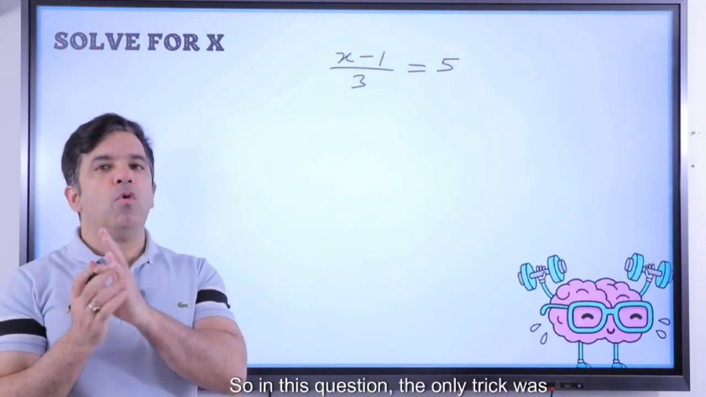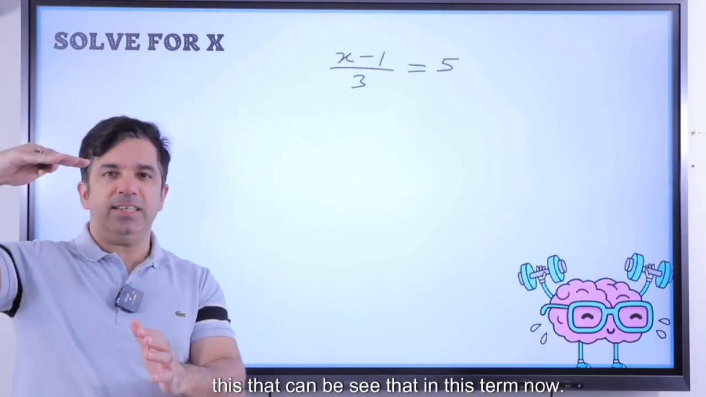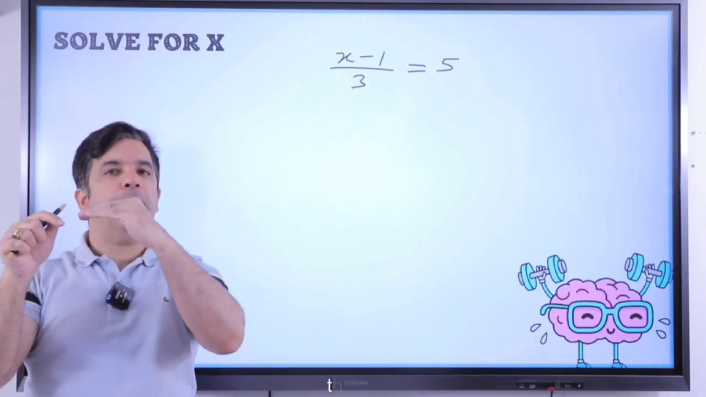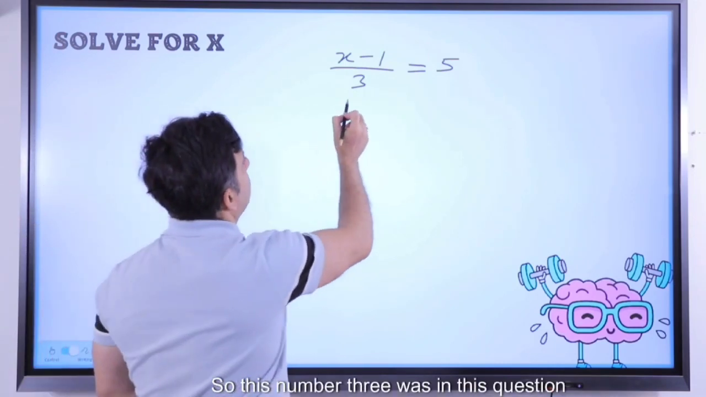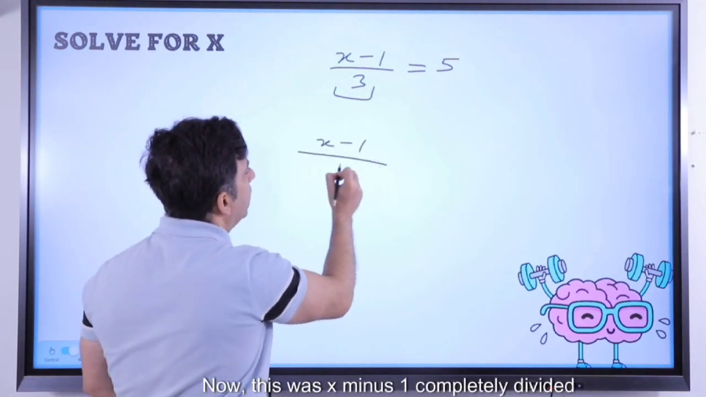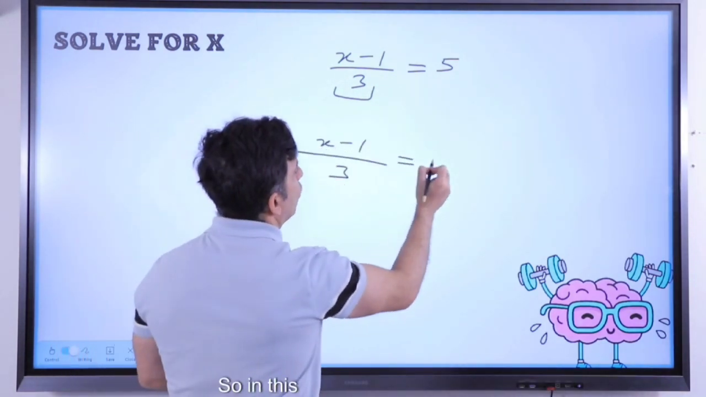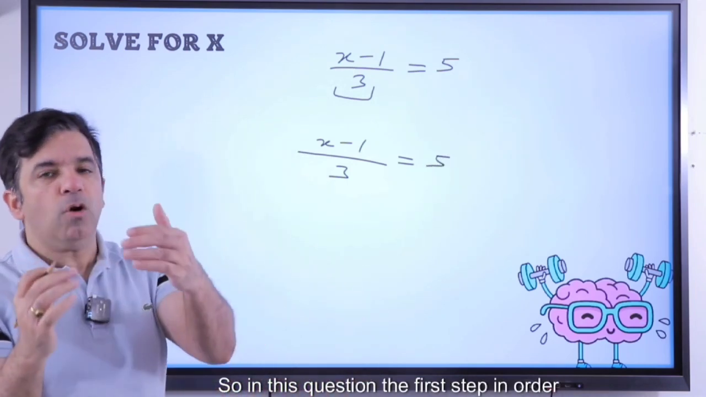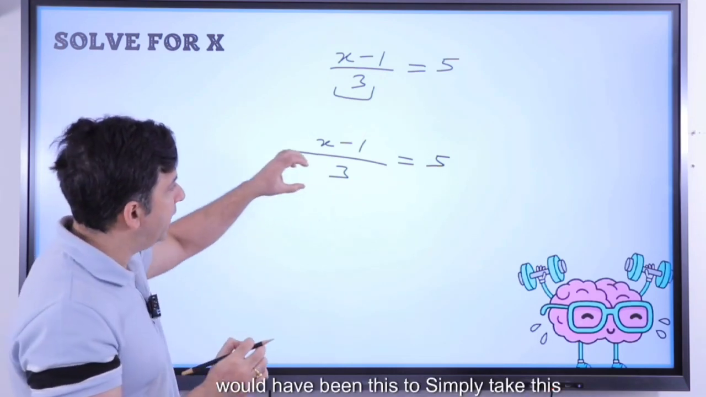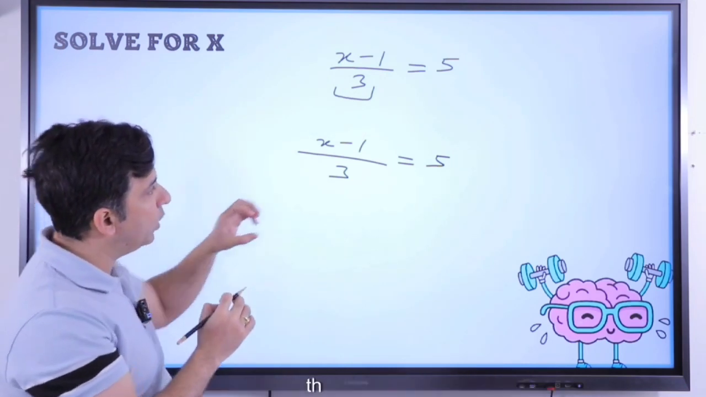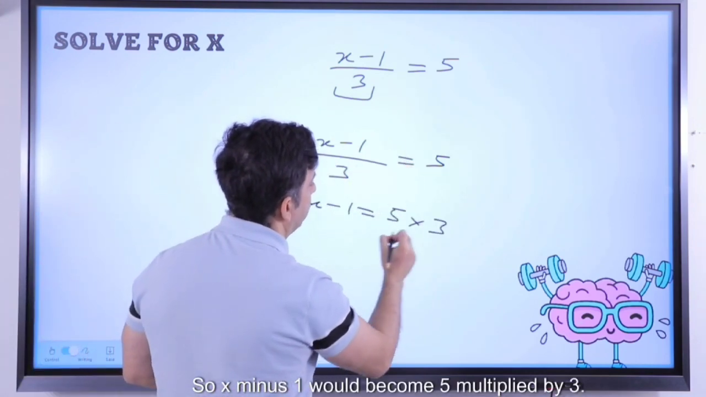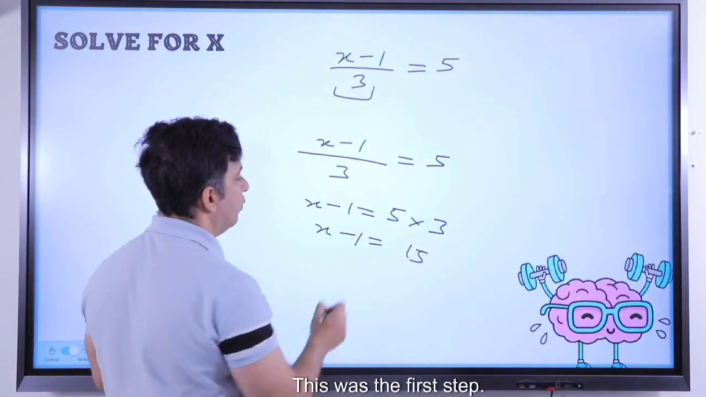So in this question, the only trick was this, that can we see that in this term now, x minus 1 was completely being divided by this number 3. So this number 3 was in this question the complete denominator now. This was x minus 1 completely divided by this number 3. So in this question, in order to isolate this number x, the first step would have been this, to simply take this number 3 from the left hand side to the right hand side. So x minus 1 would become 5 multiplied by 3, that is 15. This was the first step.